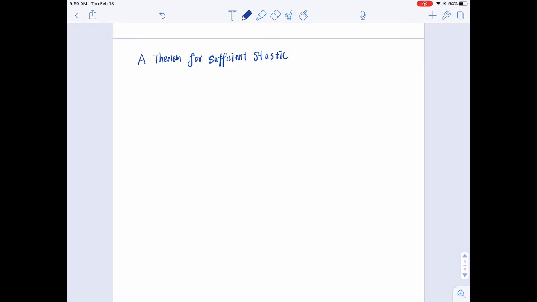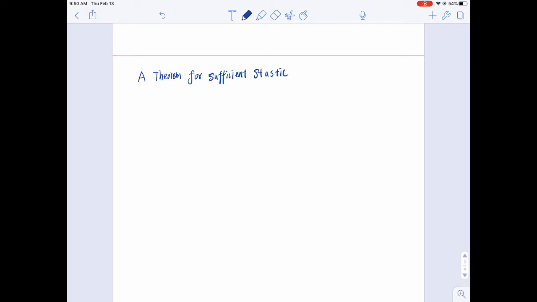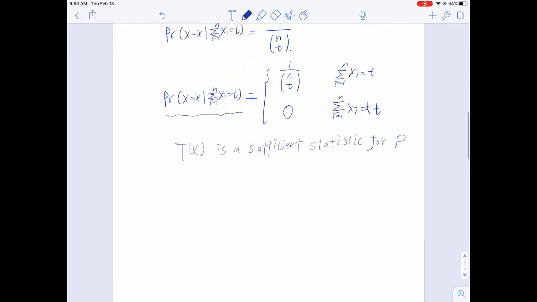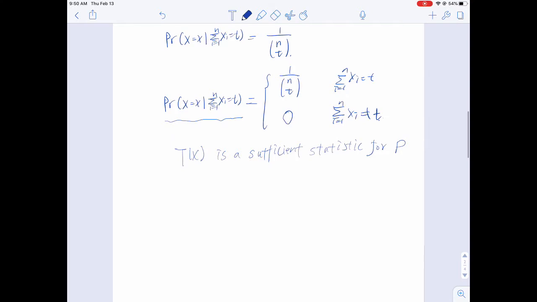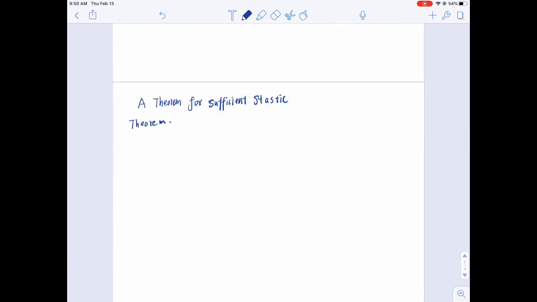In this video, I will introduce a theorem for sufficient statistics. In the last video, we went over the formal definition of sufficient statistics, and we used the definition to prove that the sum of random variable xi is actually a sufficient statistic for the Bernoulli distribution. What does this theorem say?